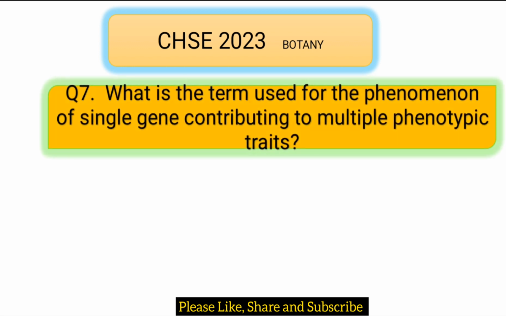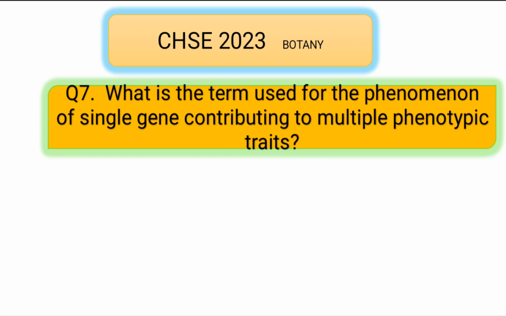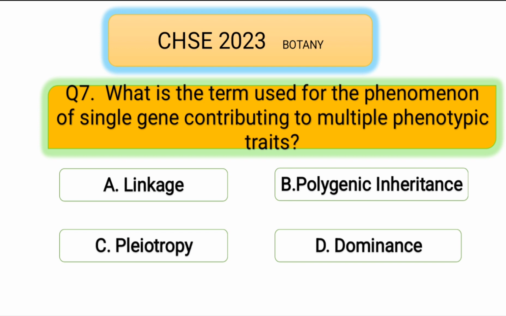Okay. Now the next question. What is the term used for the phenomenon of a single gene contributing to multiple phenotypic traits? The options are linkage, polygenic inheritance, pleiotropy, then dominance. If a single gene is controlling multiple phenotypic traits, then that phenomenon is called pleiotropy. So the answer is pleiotropy.